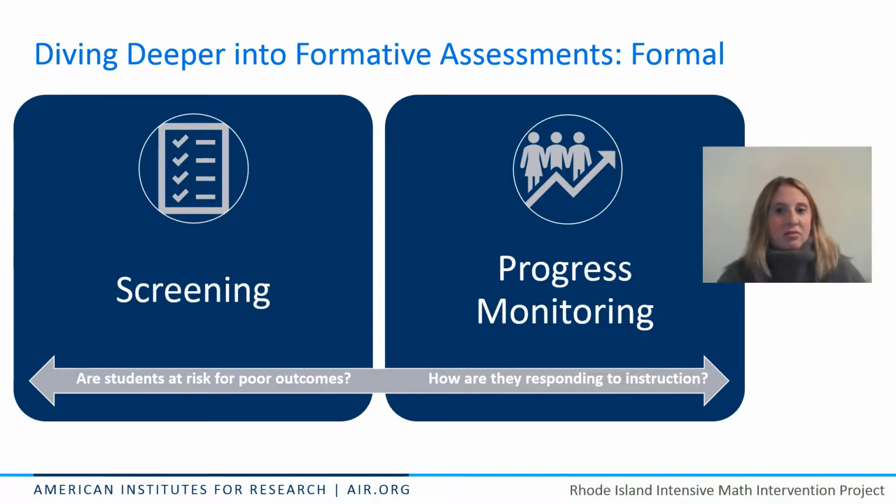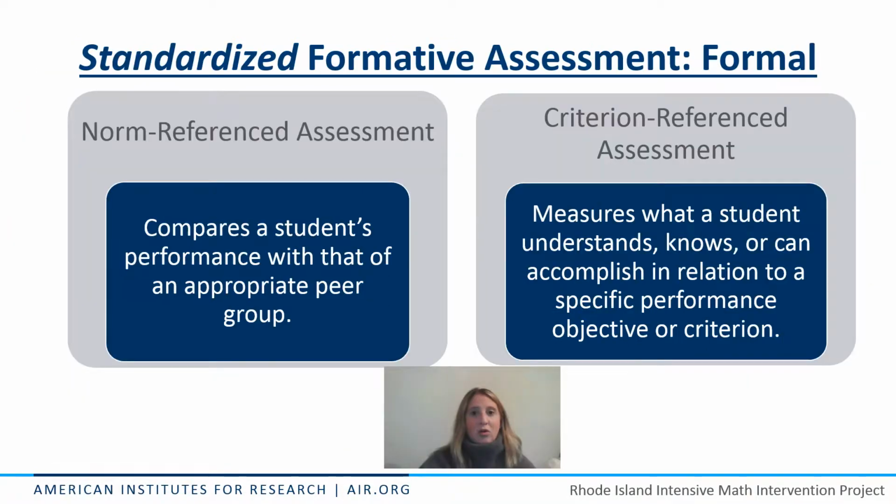Are students at risk for poor learning outcomes? And the second, progress monitoring. How are they responding to instruction? When discussing various assessments, including screening and progress monitoring, they can both be norm referenced and criterion referenced, depending on what information you're trying to gather.